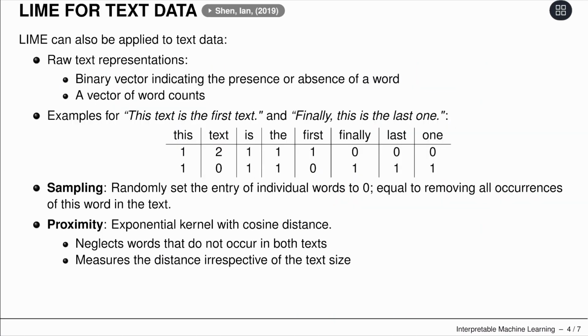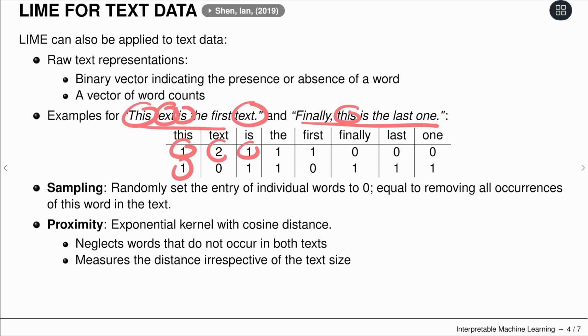Of course, we could also do LIME for text data. It doesn't have to be this kind of tabular data as we have seen before. And of course, if we now have raw text, we need first to translate it somehow to a vector representation. We could do that like a bag of words and so on, saying we have these two sentences over here. This text is the first and finally is the last one. And then we simply count, okay, in the first sentence, this is once in there, text is twice in there, is once in there, and so on. Right, we can also do that for the other.